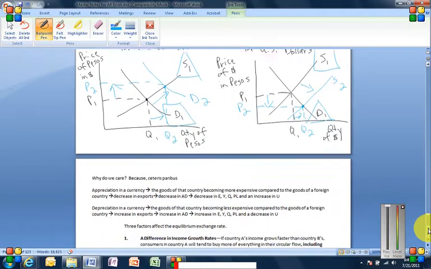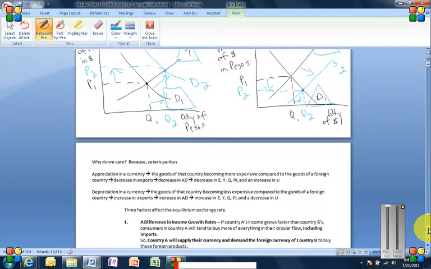Appreciation in a currency leads to certain things for individuals, but more importantly, because this is where our focus is, for entire countries. Think about this. If you have an appreciation in a currency, the value of the currency, the price of the currency goes up. Certain things, ceteris paribus, could follow. If you have appreciation in a currency, that could lead to the goods of that country becoming more expensive compared to the goods of a foreign country.